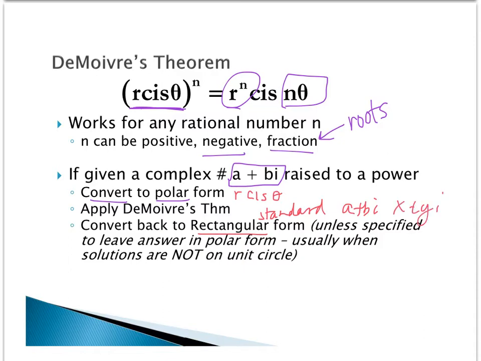If it says that we can leave our answer in polar, then that means we can leave it in r cis theta form. Typically, we will tell you that you can leave your answer in polar when the solutions are not on the unit circle and you would not have a calculator available. If we wanted you to convert your answer into rectangular and you had a calculator available, then you would be expected to use the calculator to find the value that was raised to the power as well as the angle measure.